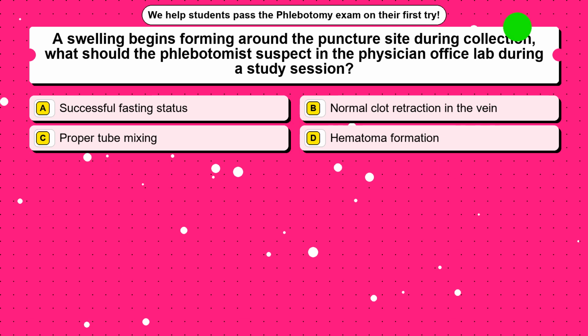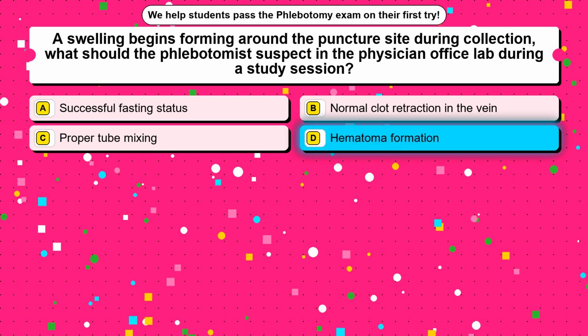Question 8. A swelling begins forming around the puncture site during collection. What should the phlebotomist suspect in the physician office lab during a study session? Option A. Successful fasting status. Option B. Normal clot retraction in the vein. Option C. Proper tube mixing. Option D. Hematoma formation. The correct answer is option D.